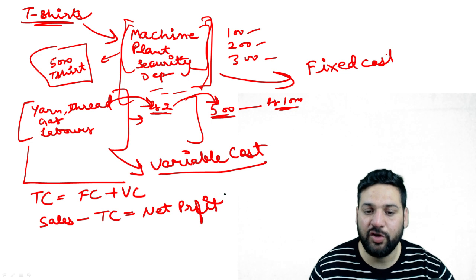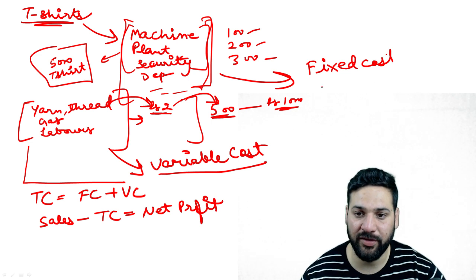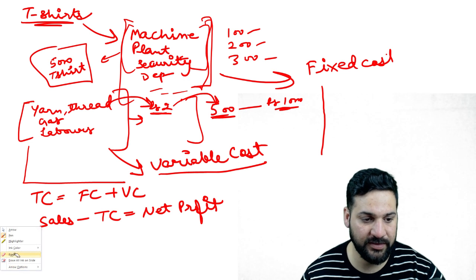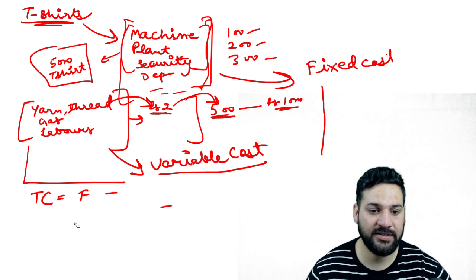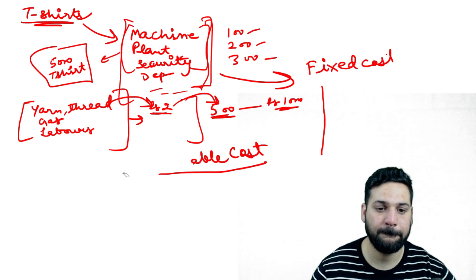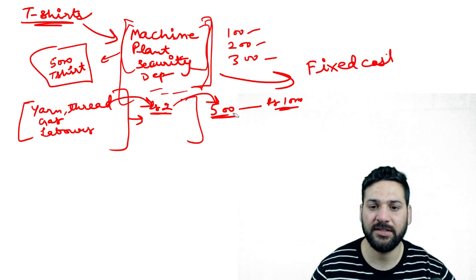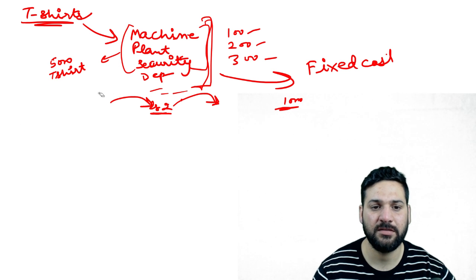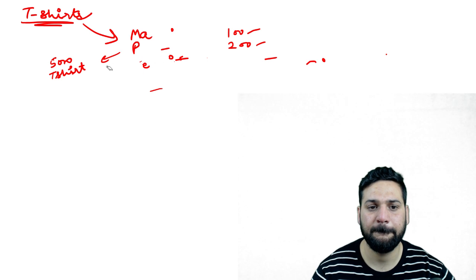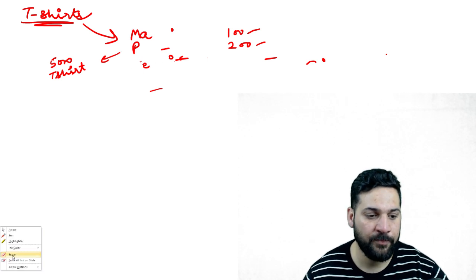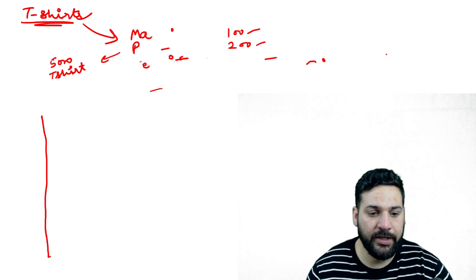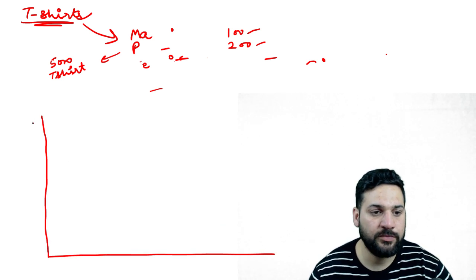Now let's just draw this here. I don't have that much space, so I can erase it. Let me just erase it, and then I'll draw. Okay, let's just draw the break-even point.